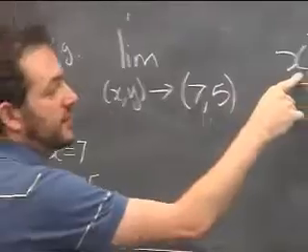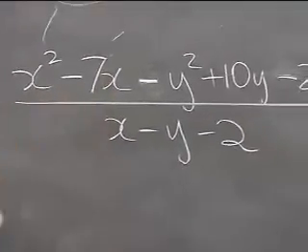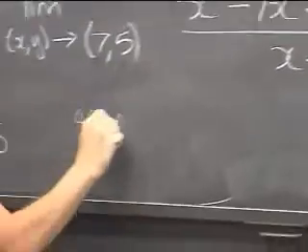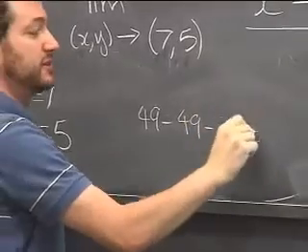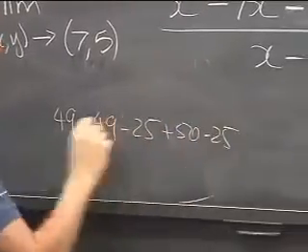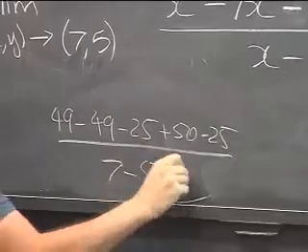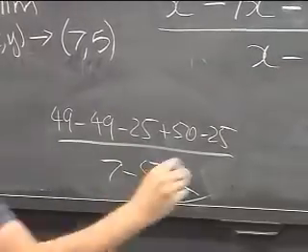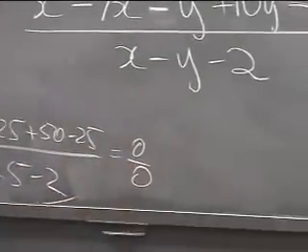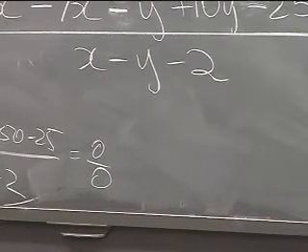You get 7 squared minus 7 times 7. So you get 49 minus 49 minus 25 plus 50 minus 25 over 7 minus 5 minus 2. And if you work this out, you do get our old friend 0 over 0. Okay, so it is an indeterminate form.